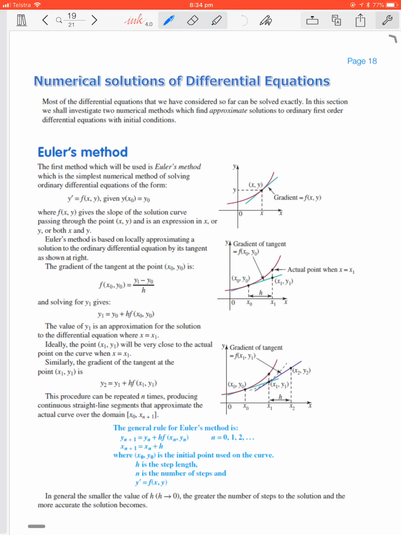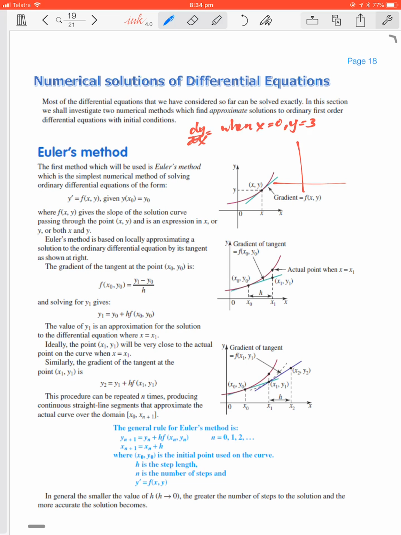if we're given a gradient function dy/dx, and we know when x equals 0, y equals 3, so we know what our gradient is, and we know when x equals 0, y equals 3, we would have a point here which is (0, 3).